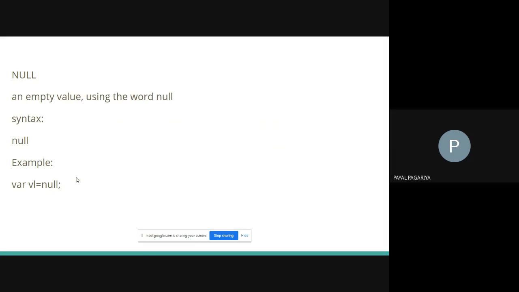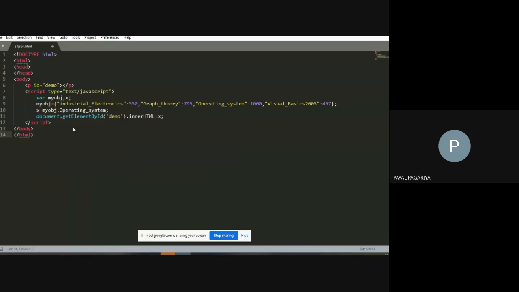The null, an empty value using the word null. This is the program I have created. Here I've declared two objects, which are my obj and x. Here I've created the object my obj and declared some values in it, where it contains the keys industrial electronics, graph theory, operating system, and visual basics. And all the values are specified after the colon on the right hand side.